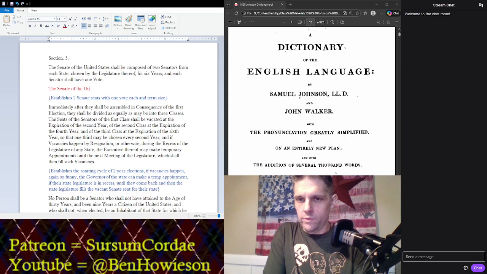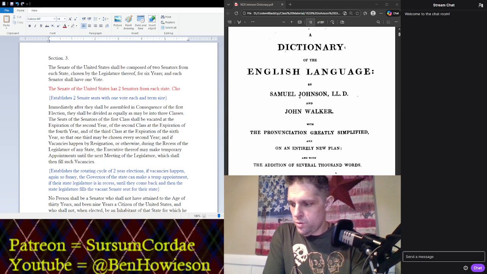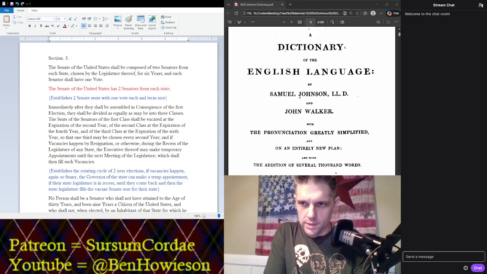Senate of the United States has 2 senators from each state. You don't want to make a whole separate sentence unless they do. Kind of try to go with roughly the same sentence structure, because that is important.